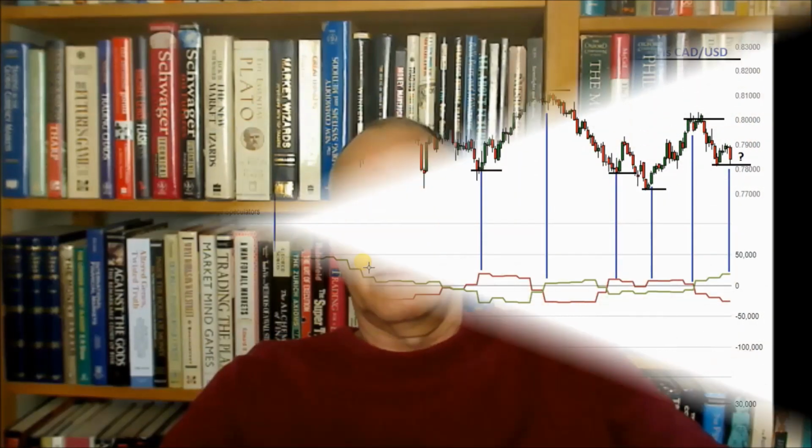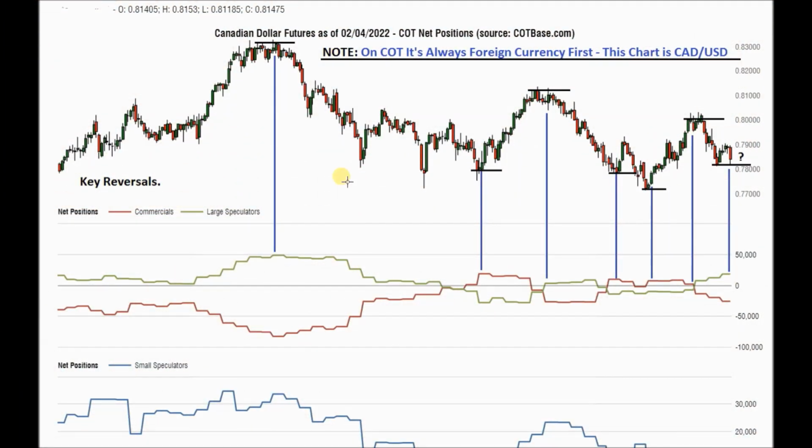Before I look at the individual pairs, I just want to look at how the smart money and speculators are positioned on the COT net traders positions. Right, just on the chart of the COT net traders positions, this chart is from cotbase.com, which is a really good chart in terms of visually illustrating the COT.